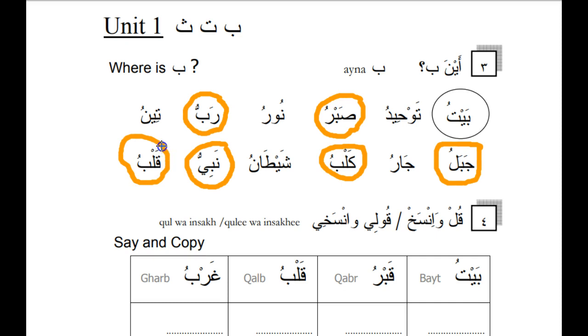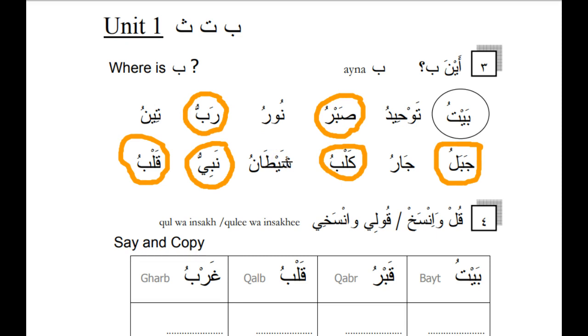There are letters that look like ba, for example, nur, but you see the dot is on top. Tawheed, this ta and this ya, but you see that they have two dots, so it's not ba, and tawheed has two dots up. The same here, the ya, shaitan, you see the ya, it has two dots, so it's not a ba. Teen, the same, it has two dots under, so it's not a ba, and two dots on top, and that's a ta. So when we do the other letters, it will be easier to catch.